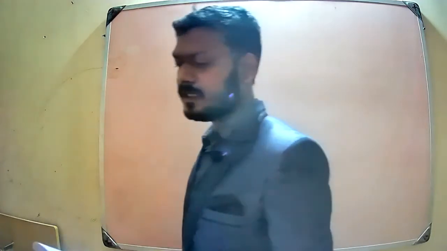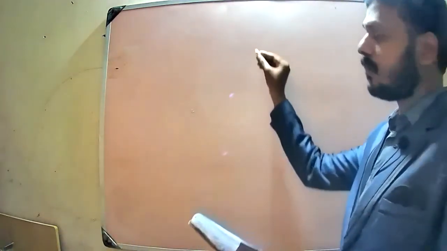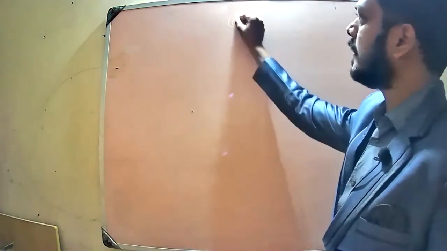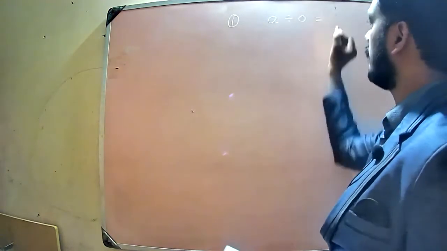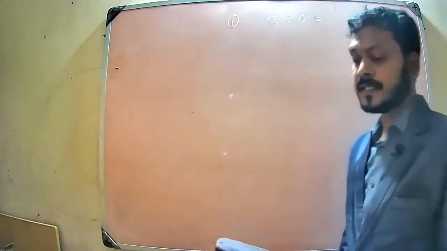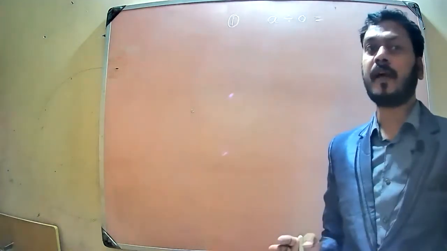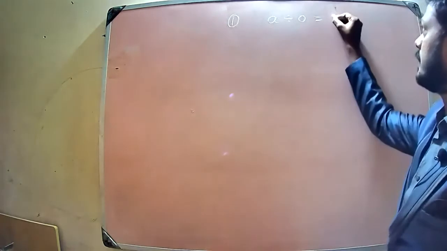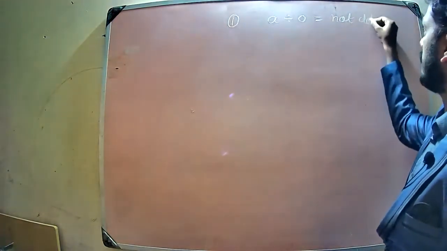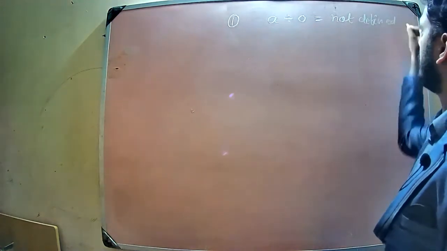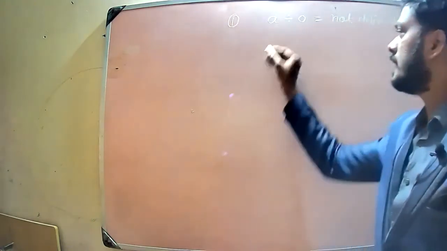If a is an integer, then what is the value of a divided by 0? Question number 1: given that a divided by 0 equals what? If any integer is divided by 0, then always remember it is not defined. So we can write here that the answer is not defined. Why? Because there is no table for 0 and it is not possible to divide any integer by 0.